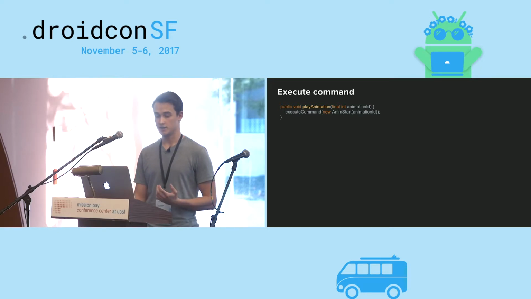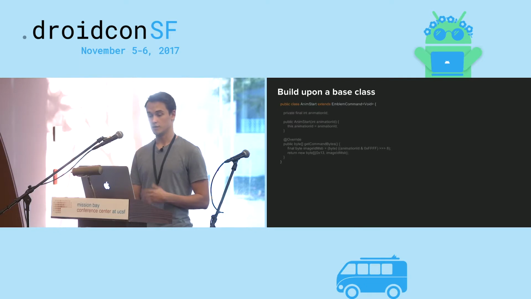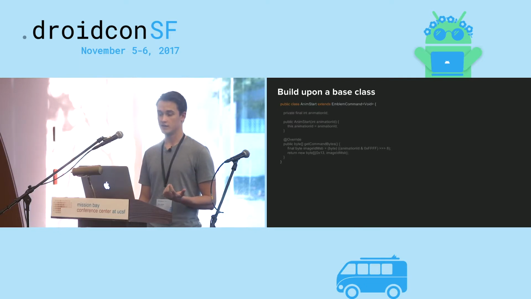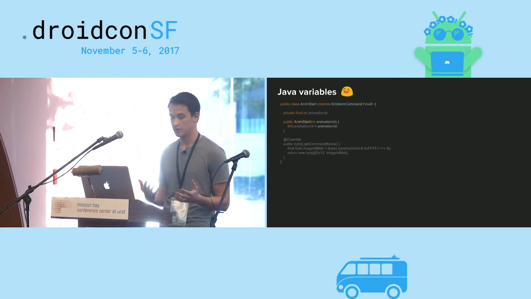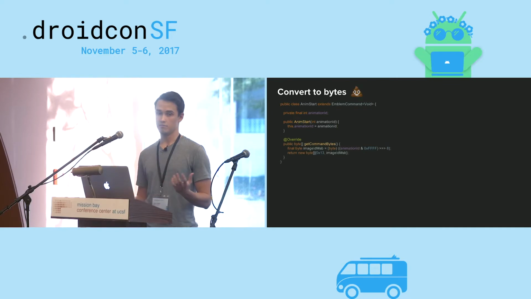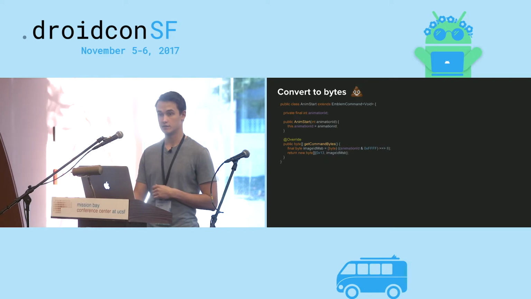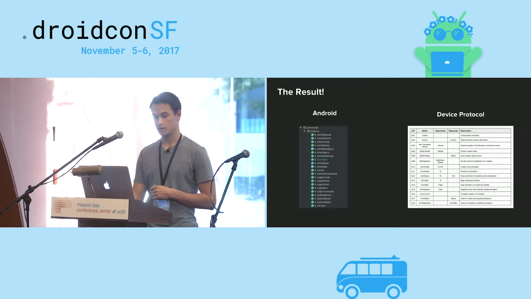If I jump into that animation start class, we can see that this extends from a base class called emblem command. Every single one of our operations extends this base class, and they all follow a very similar format. At the top, you have your really Java-friendly variables like animation ID, and at the bottom, we convert them to raw bytes, which are obviously a little bit harder to work with. But you can see that it's in the same format that I mentioned before, with that operation at the start and then the arguments on the right for those bytes.